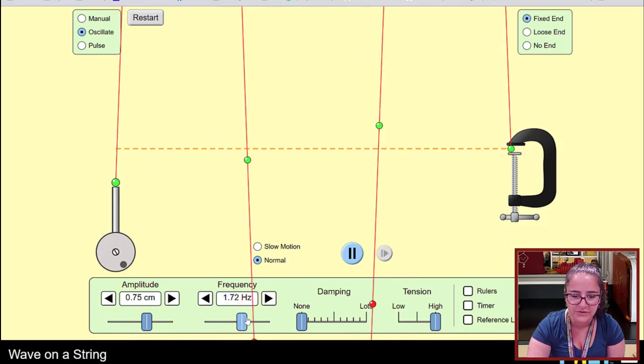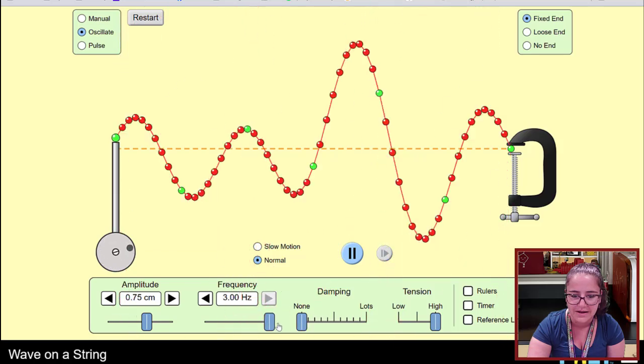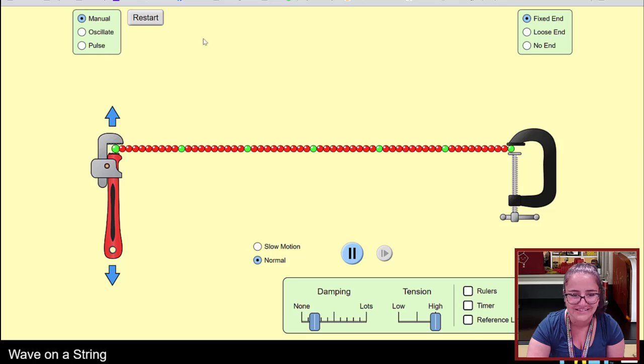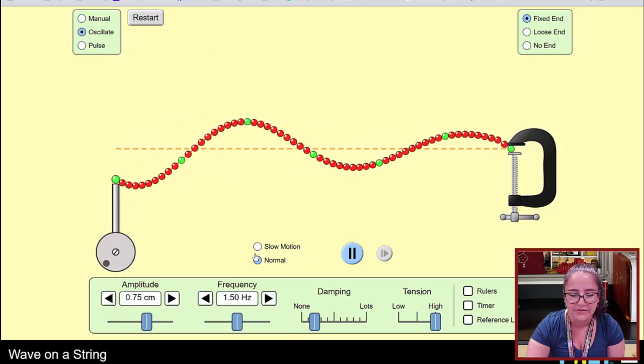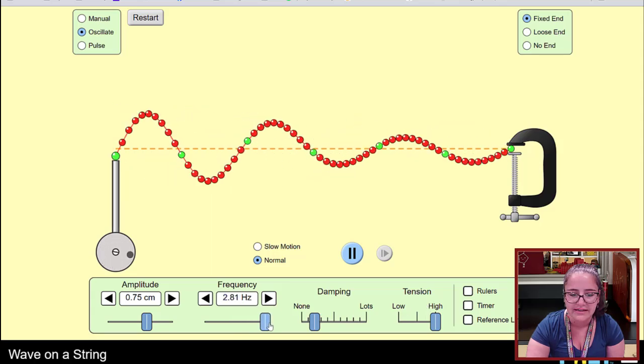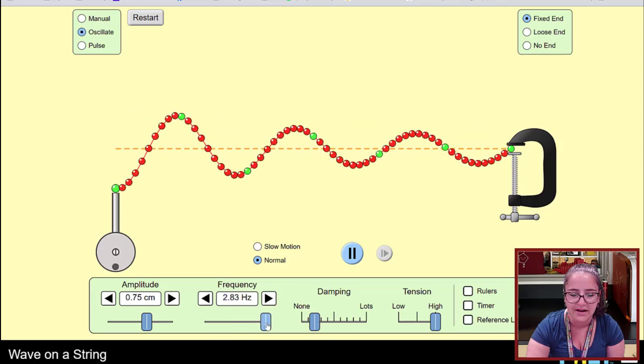Let's see if I can turn the frequency up and find another harmonic of this one. Oh, might be a little hard when it's been going for a while. But let's see if we can get something else looking like a harmonic here.